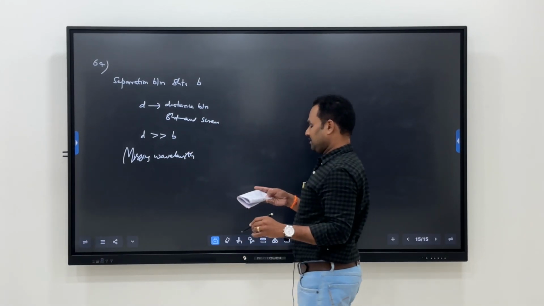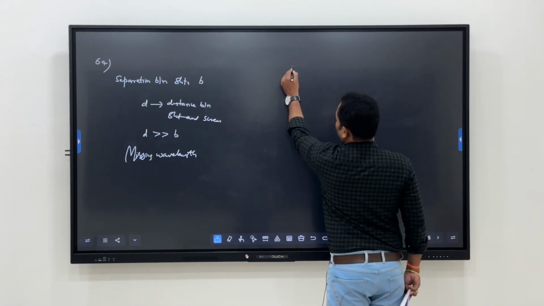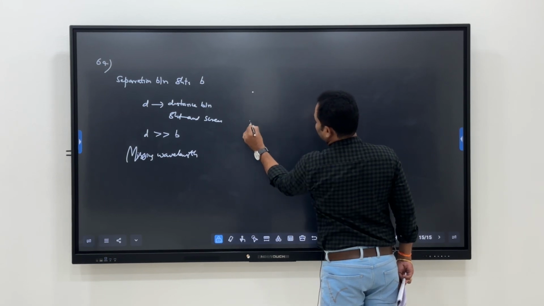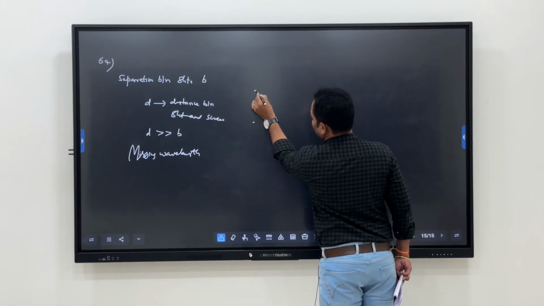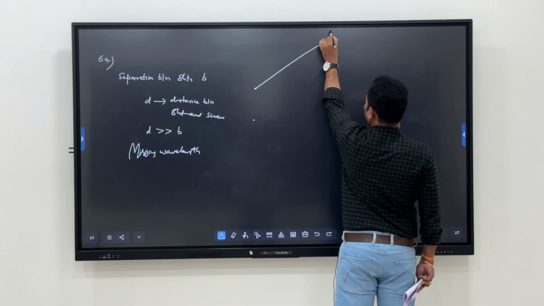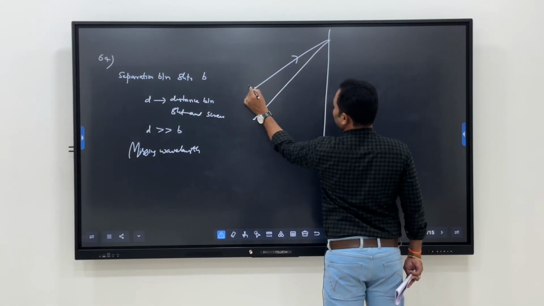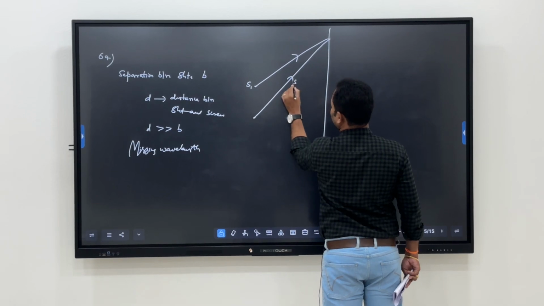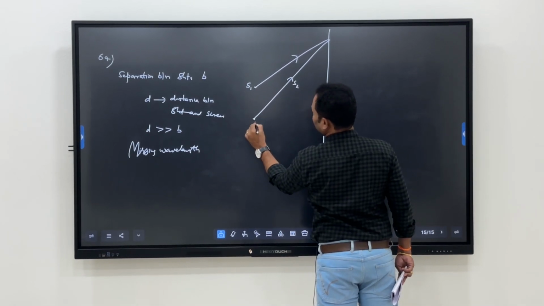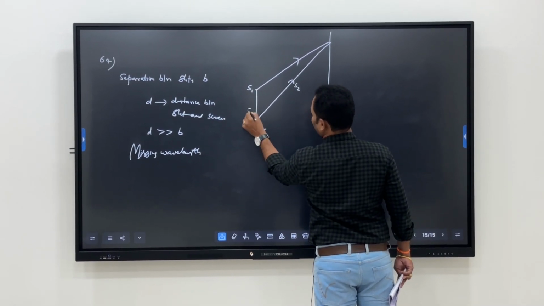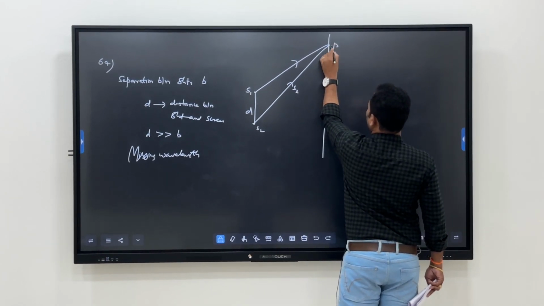We need to calculate this in front of the screen. This is one slit S1, this is another slit S2, and this is the point P on the screen. The distance between the two slits is small b.